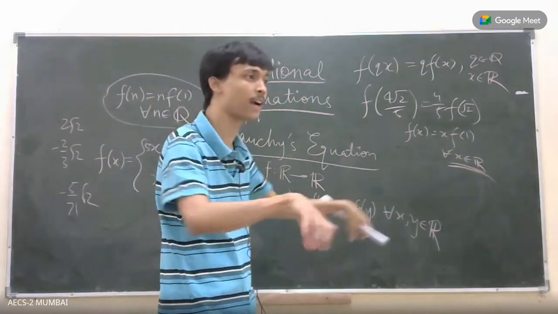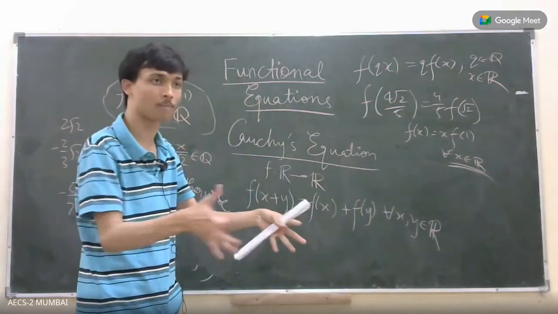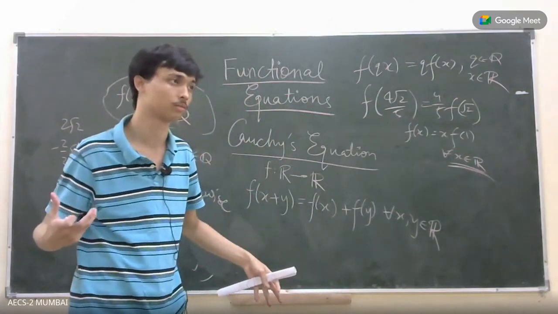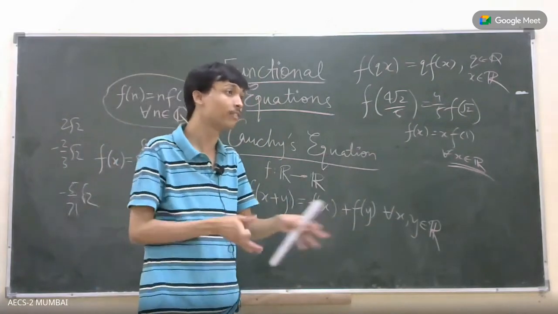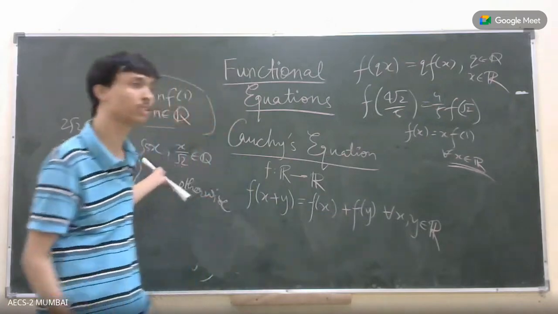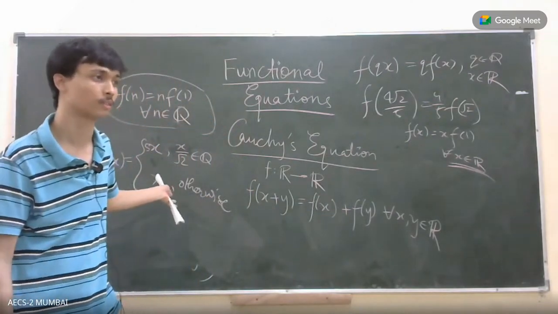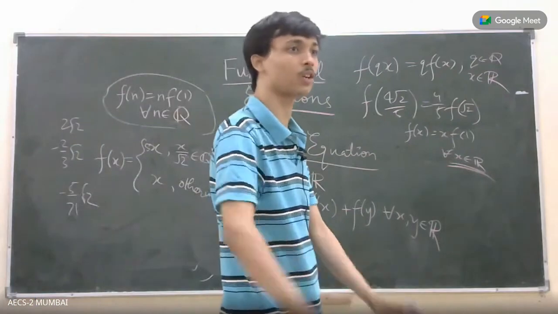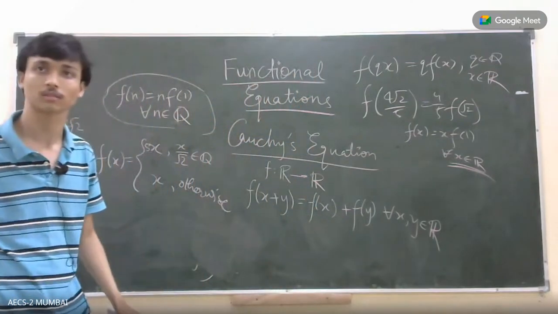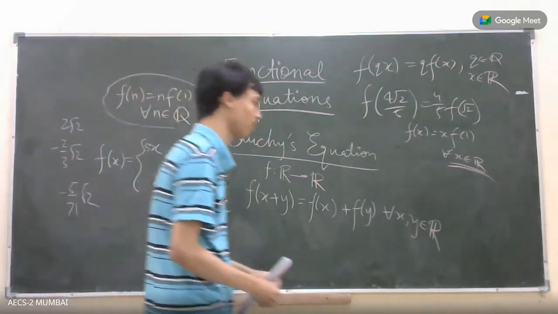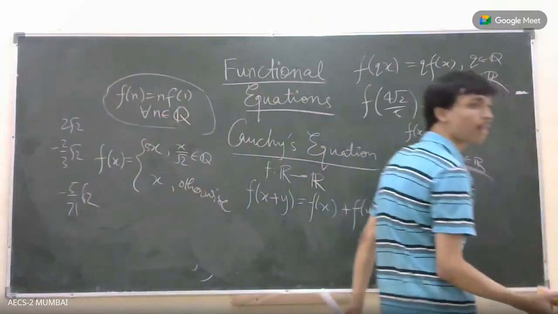You will never be able to add combinations of them and add combinations of root 2 and get some non-zero rational number, right? They will never talk to each other. So I can do stuff like this. So that's where Cauchy's equation stops. It is applicable for only rationals.